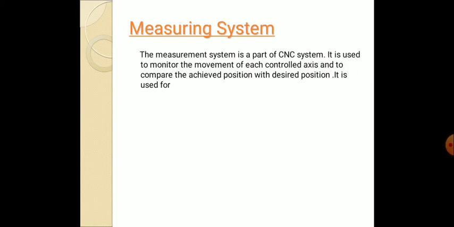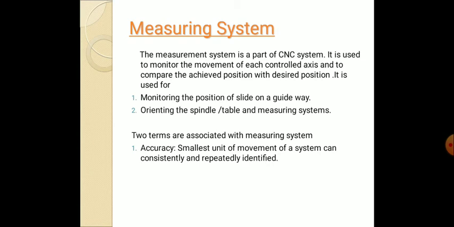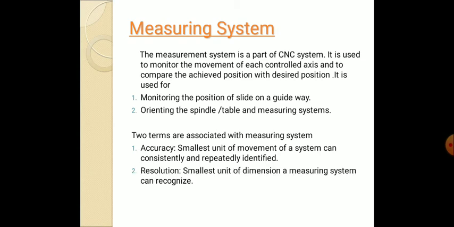So next is the measuring system. What is the measuring system? The measurement system is a part of a CNC system. It is used to monitor the movement of each controlled axis and to compare the achieved position with the desired position. It is used to monitor the position of the slides on the guideways and by orienting the spindle or table and measuring systems. There are two terms in the measuring systems, that is accuracy, and the second one is resolution.